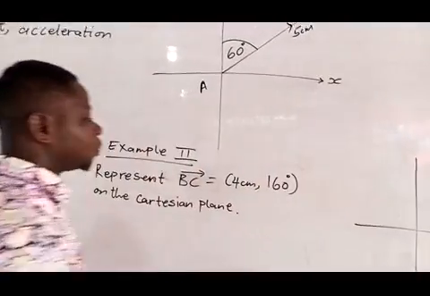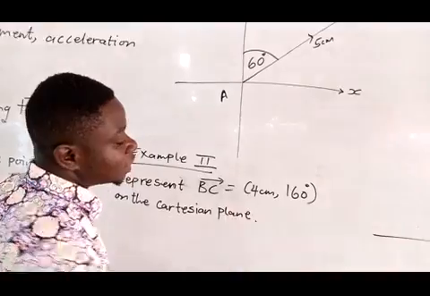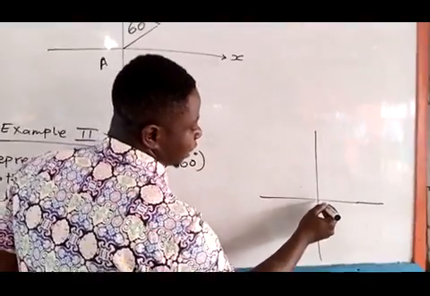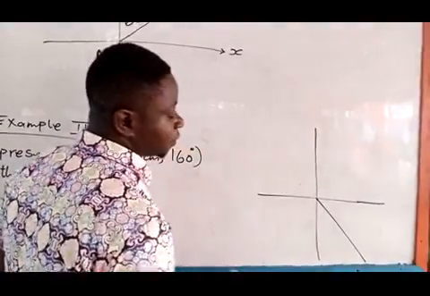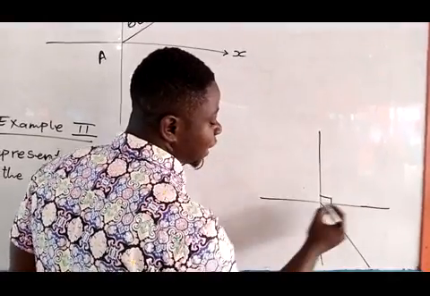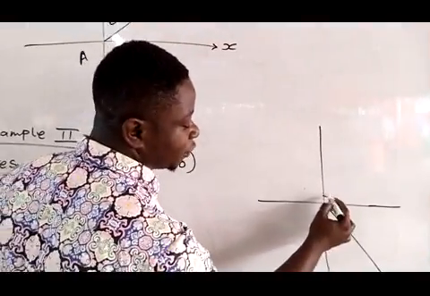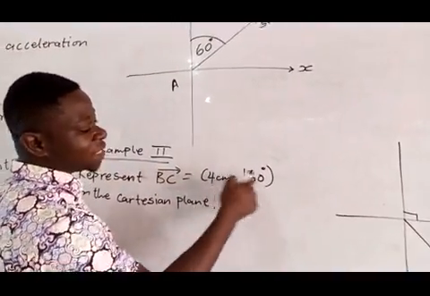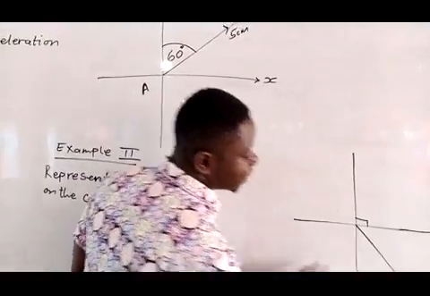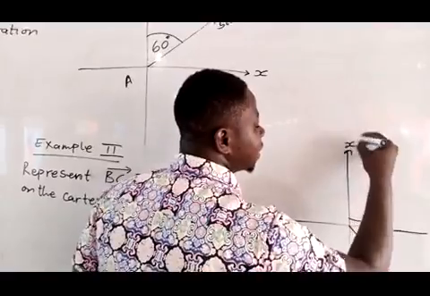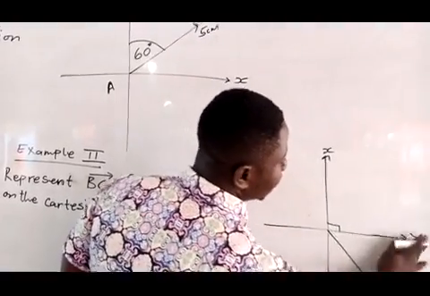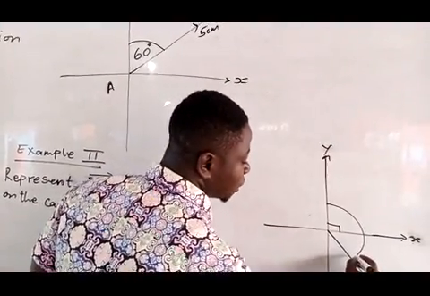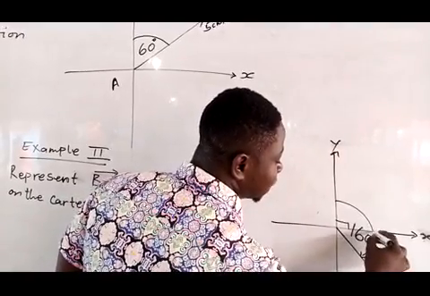Now, since we know that 160 degrees is going to be in this quadrant, it means that the line is going to be drawn this way. We know this is 90 degrees and then this is 180. That is from here all the way to here is 180 degrees. So automatically it means that the 160 degrees is going to be found in this quadrant. Alright? So then this is our x and that our y. So from here all the way to here is 160 degrees.